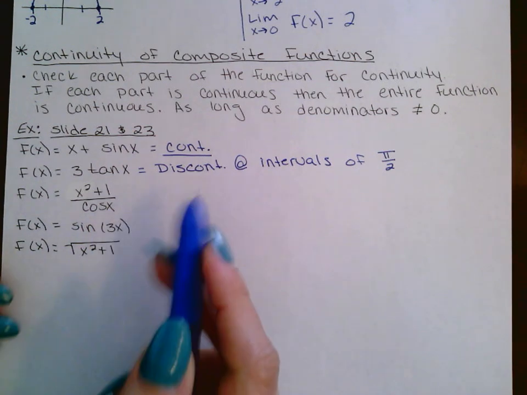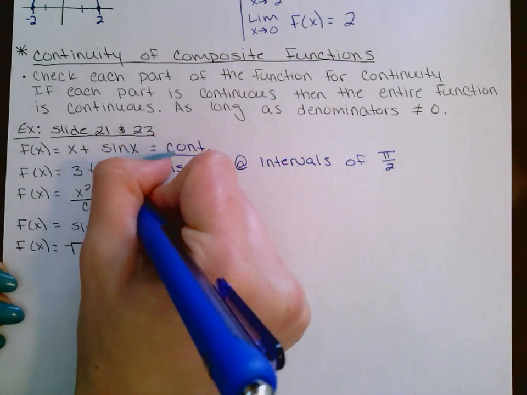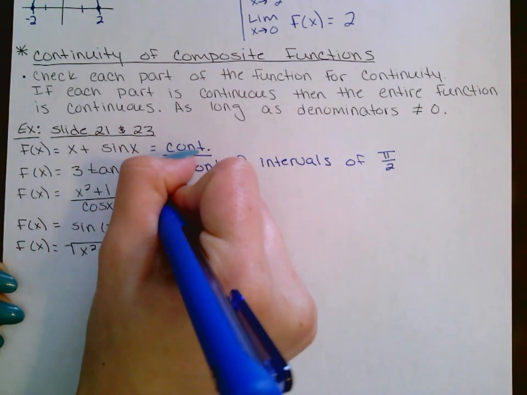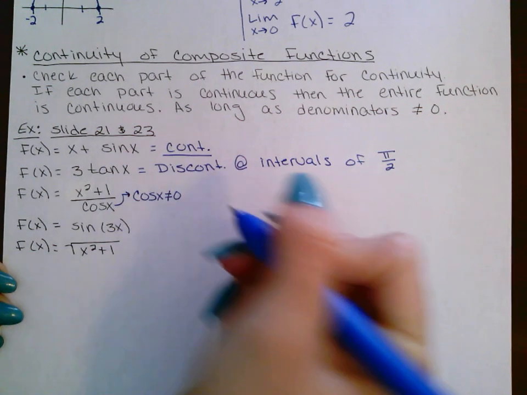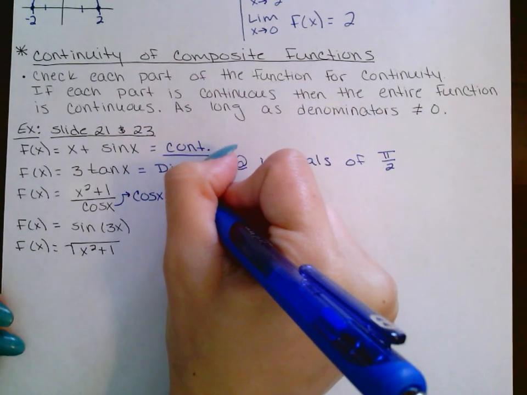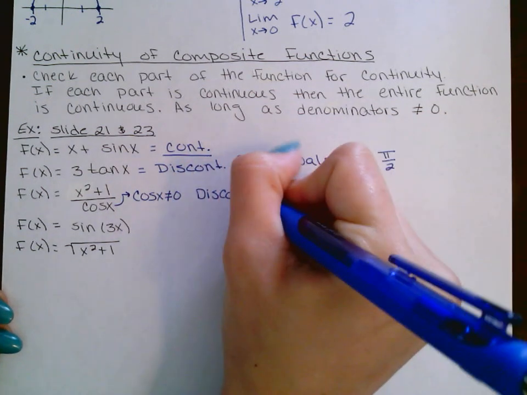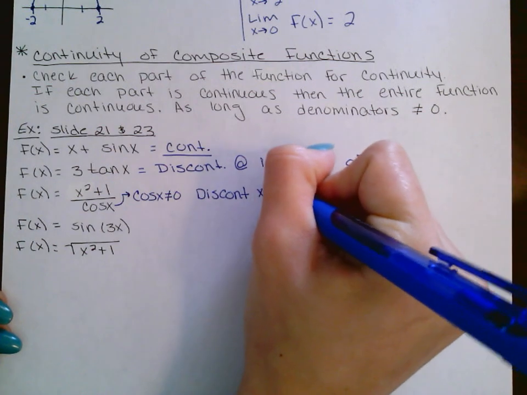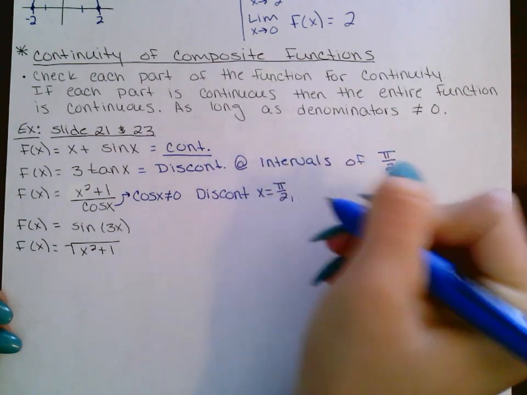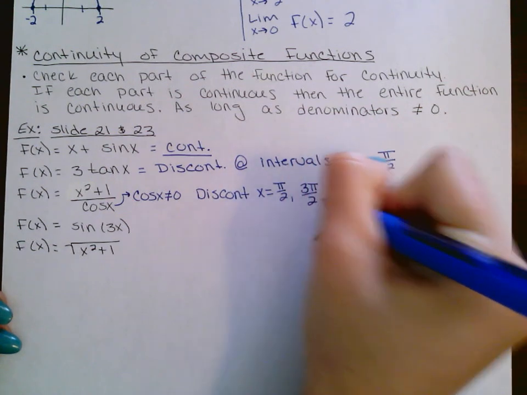The only issue I have here is checking when my denominator equals 0. So my denominator cannot equal 0. Now, if I think back to my unit circle, cosine is my x. My x is 0 when I'm at the top at pi over 2. So I'm going to be discontinuous when my denominator equals 0. So I could say when x is pi over 2, and at the very bottom, which is 3 pi over 2. Okay?